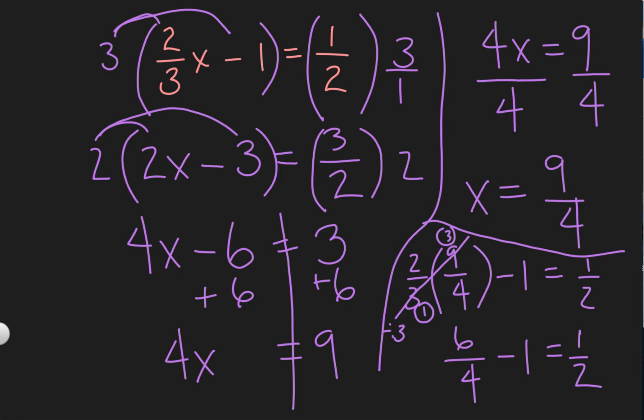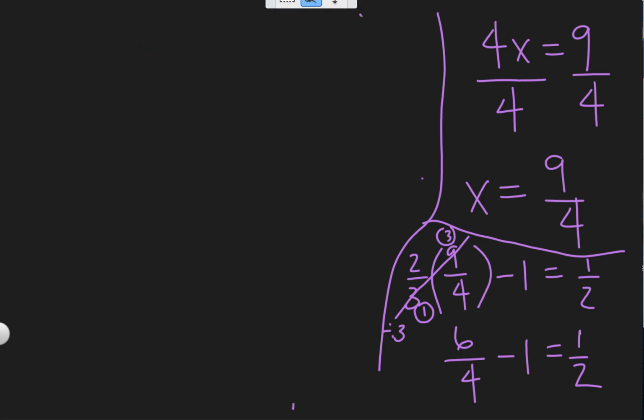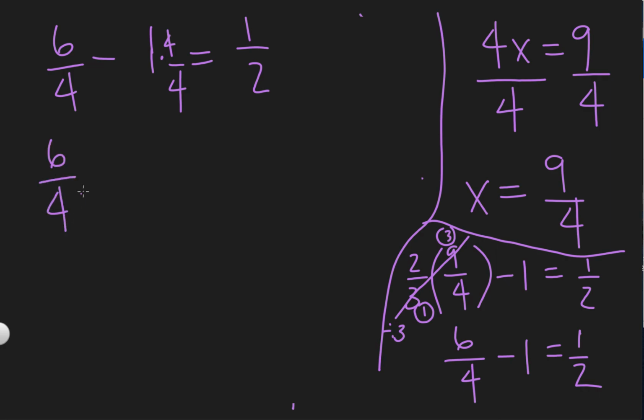I am going to put in another page here and see if I can't grab us some more room. So we've got 6 over 4 minus 1 equals 1/2. Now, 1 with a denominator of 4, so I'm going to multiply this by 4 over 4. This gives me 6 over 4 minus 4 over 4 is equal to 1/2.